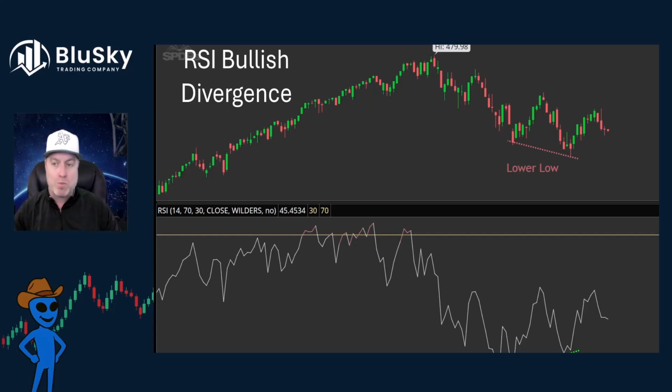RSI has some really consistent divergent patterns oftentimes though, and I really like it when RSI and MACD kind of converge together and they give me the same tradable signal.